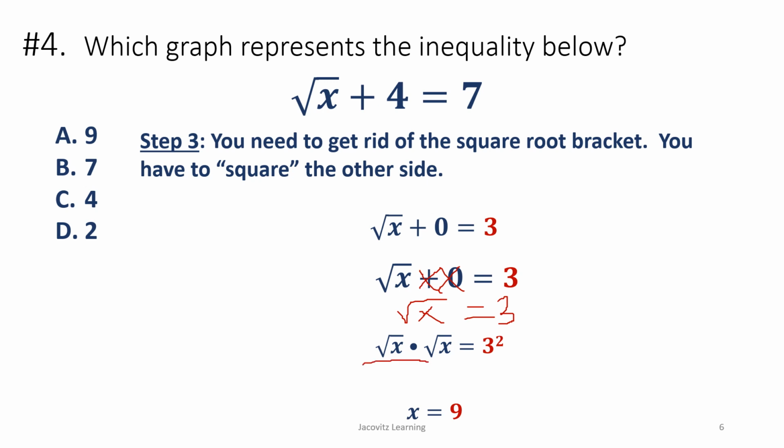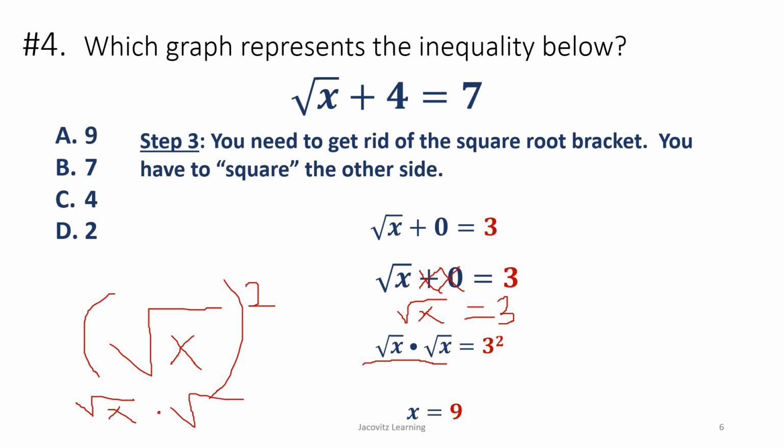And since you squared these two, because technically what you did is you took the square root of x, and you squared it, meaning once you take these two times themselves, which I showed you over here, you're getting rid of the bracket. And then it's just x by itself. But because you squared on this side, you have to square on this side. So it's 3 squared, x equals 9.